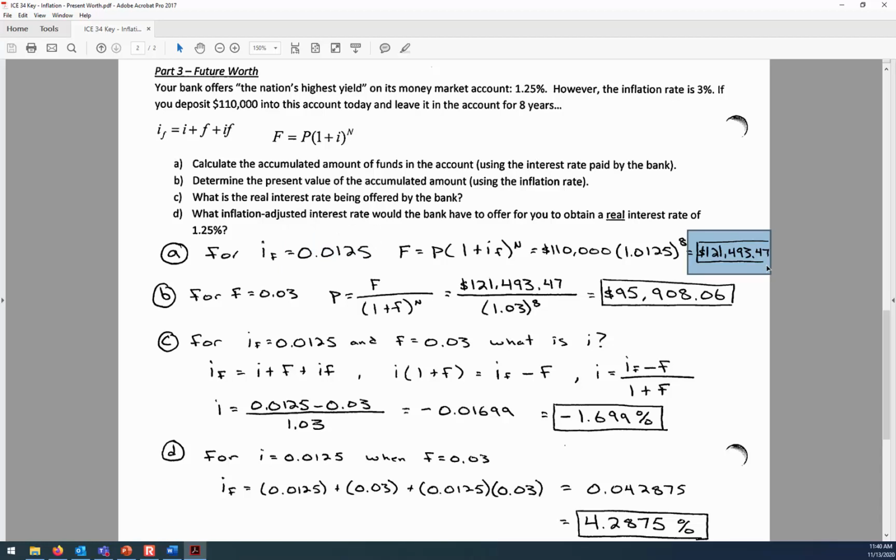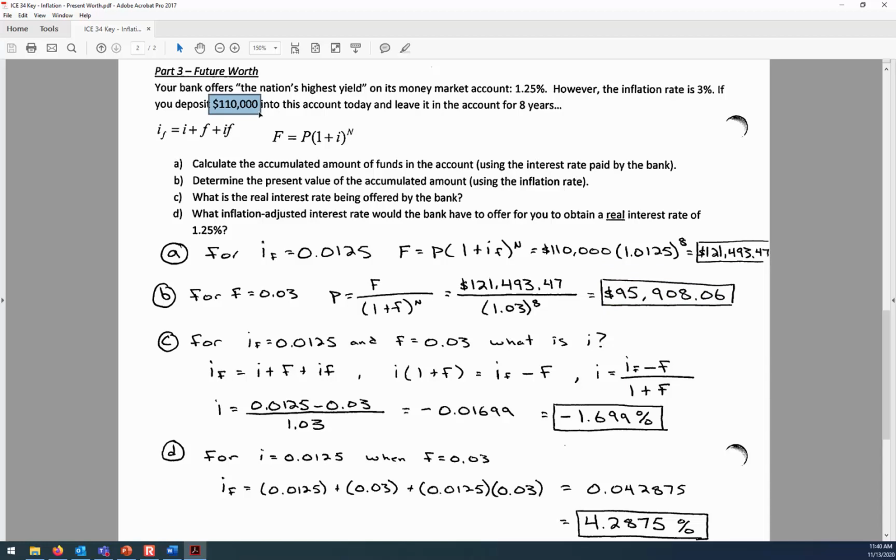But if you discounted that number of dollars to the present at the inflation rate, then that would give you an idea of the equivalent value of those future dollars. And so we're discounting at an f of 0.03. What that means is that $121,000 in 8 years is the same as only having $95,000 today. It sounds great to have $95,000 until you realize that it was $110,000 before you put it into the bank. So you've lost a lot of purchasing power over the course of 8 years.